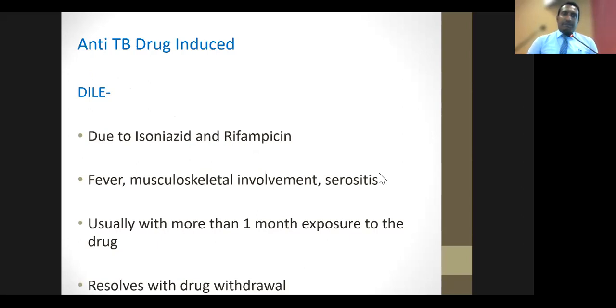Usually involves the musculoskeletal system, and polyarthralgia can be seen, and serositis with fever. Usually there are no internal organ complications in this context. It usually occurs with more than 1 month of exposure to the drug, isoniazid or rifampicin, and resolves with drug withdrawal.